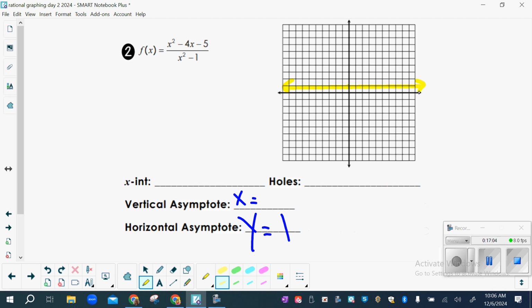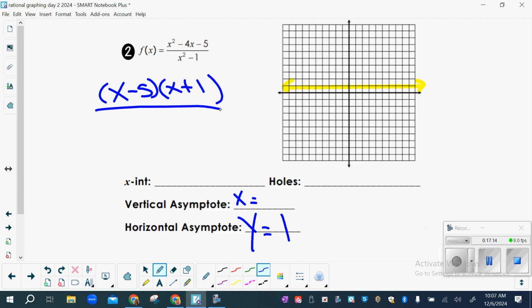Okay, now let's factor it. Here we go. x minus 5 over x plus 1, x minus 1, x plus 1. Nice and gentle canceling. Boom, boom.